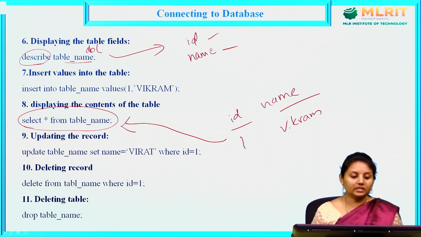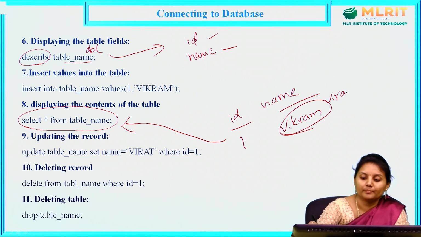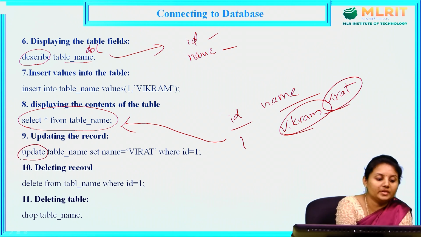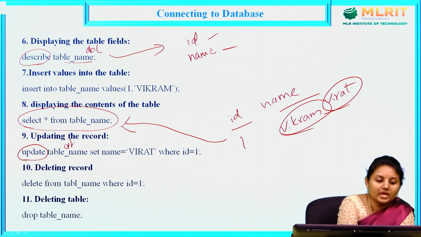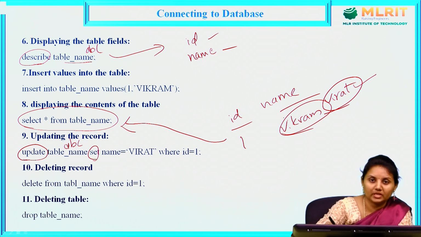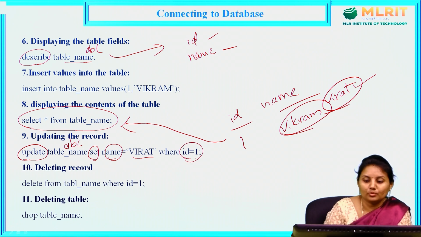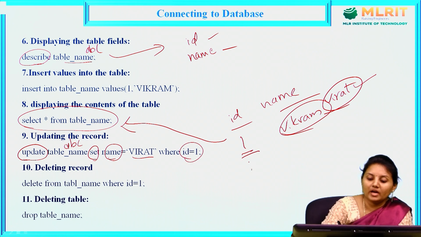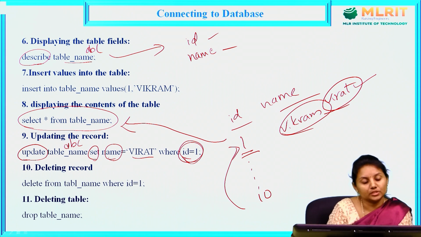Then updating the record. When I wanted to change the name of this Vikram to Virat, I should use this update keyword. Update means modify. Update table name, say ABC, set, because you are giving the new value there. So giving or assigning is nothing but setting. Set name equals to Virat, where ID is equals to 1. So what is the ID? This one. If you have 10 records here, out of which one should be updated? First one should be updated. That is the reason we are giving where ID equals to 1.